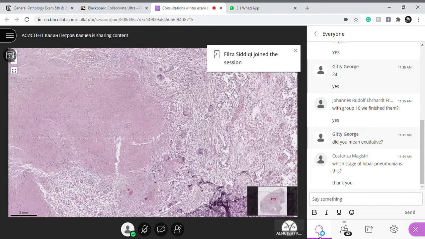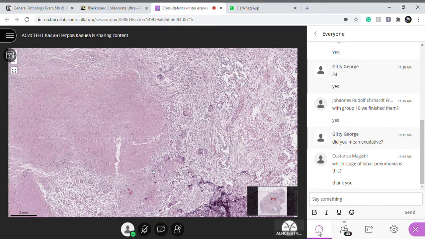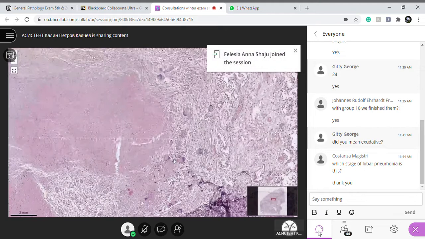So I told you about the chronic inflammation. We have diffuse chronic inflammation, granulomatous chronic inflammation, polypoid chronic inflammation, but in all types of chronic inflammation, we have fibrosis and mononuclear inflammatory infiltrate. We have that here as well.